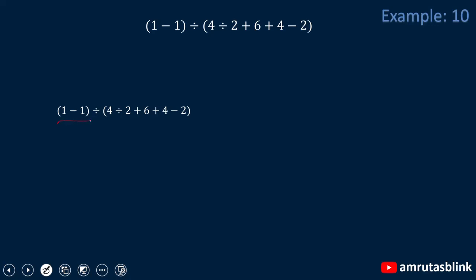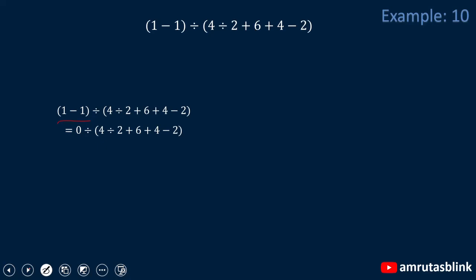We'll solve the last example of this video, that is example number 10. (1 − 1) ÷ (4 ÷ 2 + 6 + 4 − 2). So we just wrote (1 − 1) ÷ (4 ÷ 2 + 6 + 4 − 2). Now we need to solve this bracket. So 0 ÷ (4 ÷ 2 + 6 + 4 − 2).